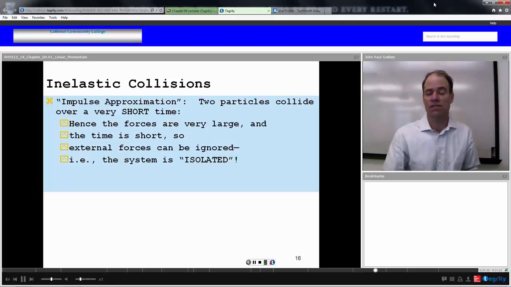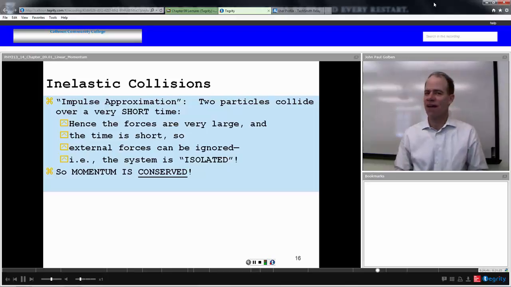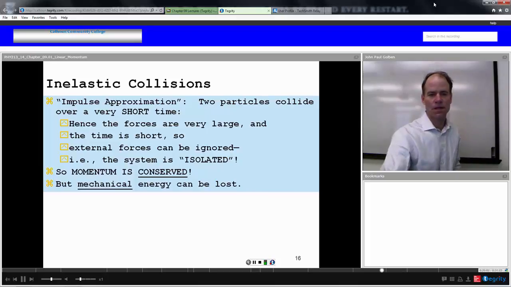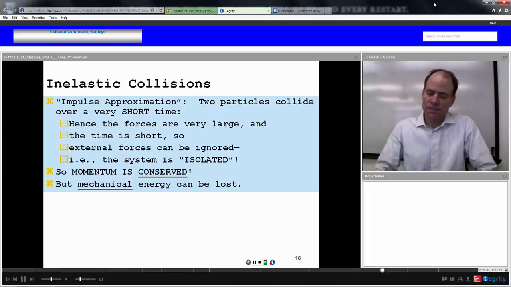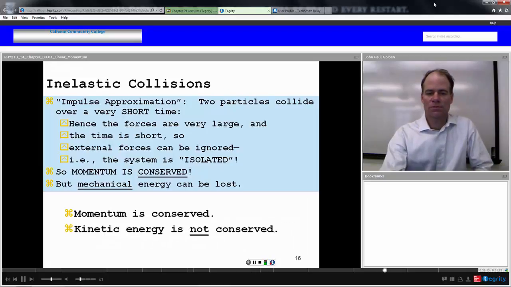And we know if the system is isolated, then momentum is conserved. So we have to have that kind of condition where we have a short enough collision in time so that it's isolated, and then we can apply conservation of momentum. We're going to assume that that's the only kind of collisions we're dealing with. So momentum can be conserved. Mechanical energy can be lost, though, in an inelastic collision. Momentum's conserved. Kinetic energy is not conserved.